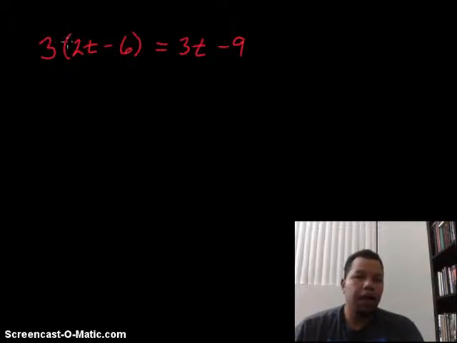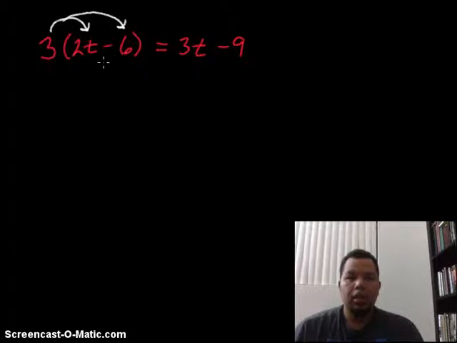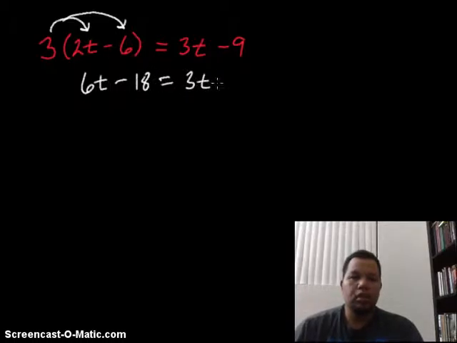So over here, I have a 3 outside the parentheses, so that means I could distribute this 3, meaning multiply the 3 times the two terms inside the parentheses to get rid of the parentheses on the left-hand side. So here we got 3 times 2t, which is 6t, and 3 times 6 is 18, so I have minus 18 equals 3t minus 9. So now I look and there are no like terms, there's no more distributive property, there's nothing to simplify on either side of the equation.